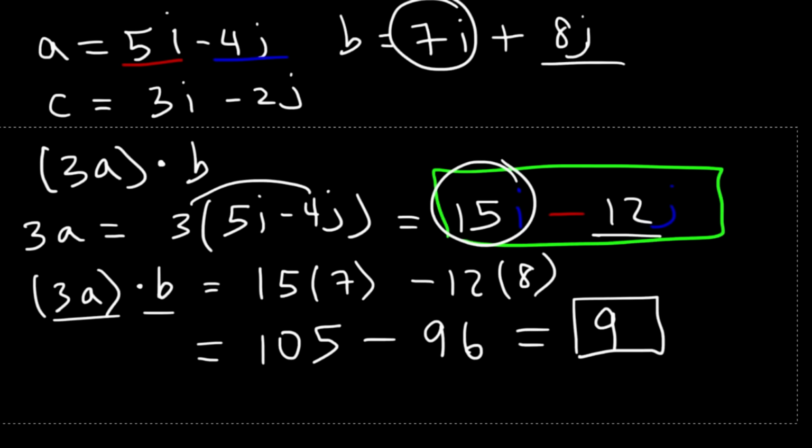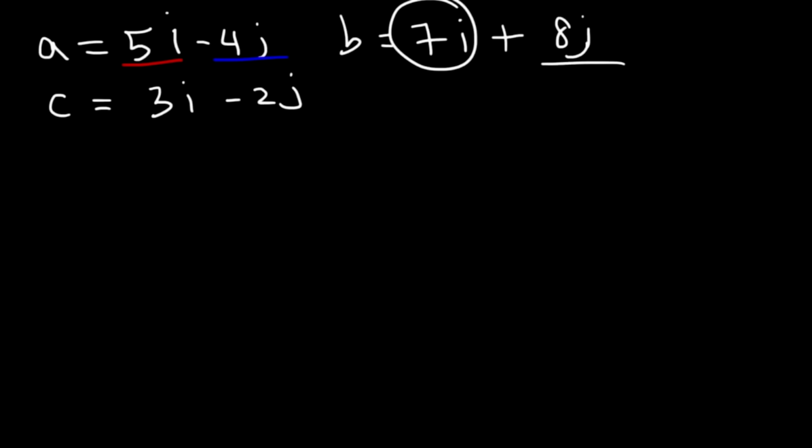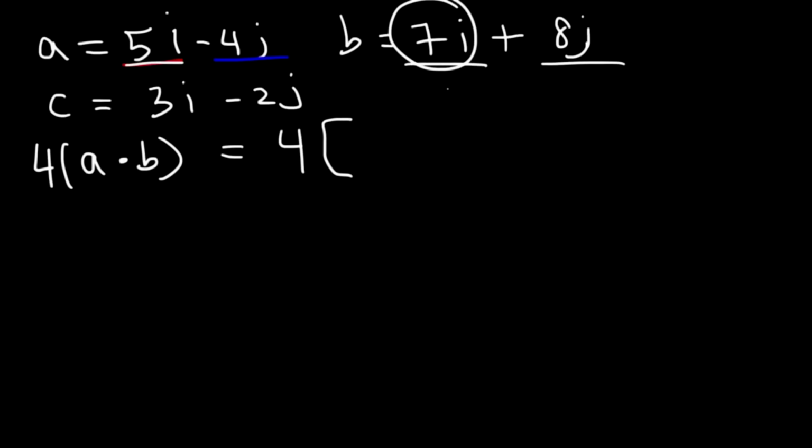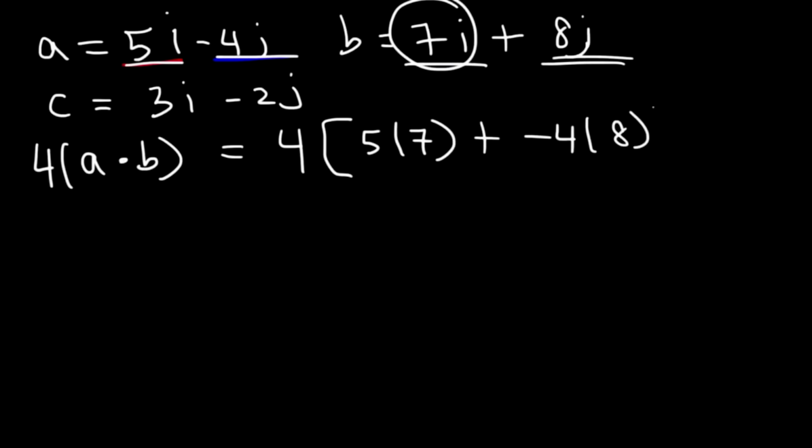Now let's work on one more example. Find the value of 4 times the dot product of a and b. So this one is not difficult. First let's find the dot product of a and b. It's just going to be 5 times 7. We're going to multiply the x components of the two vectors. And then negative 4 times 8. And then whatever that result is, we're going to multiply by 4.